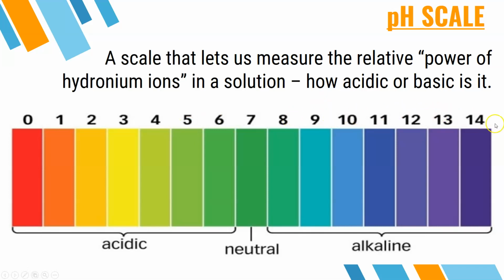The higher the number, the less you have. The lower the number, the more acidic. Higher numbers are more basic. Another word we use is alkaline. 7 would be neutral.